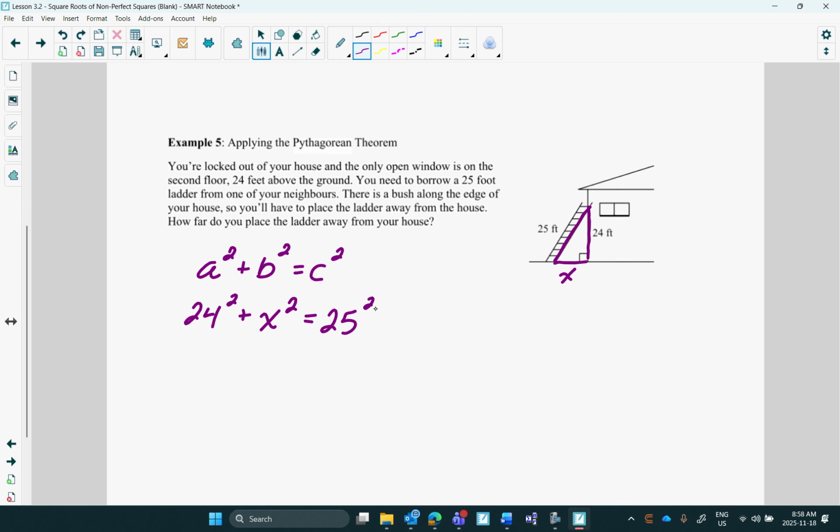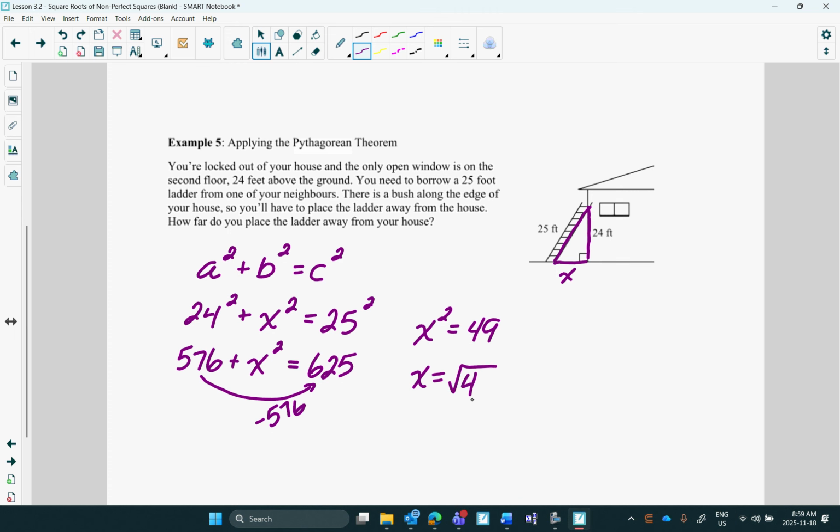And now we're ready to figure out what x squared is. So first of all, we have to do 24 squared. 576 plus x squared is equal to 625. I've got to bring the 576 to join the 625 by subtracting. So I get x squared equals 49. x is going to be the square root of 49, which turns out to be exactly 7. Don't forget the units, feet. Okay?